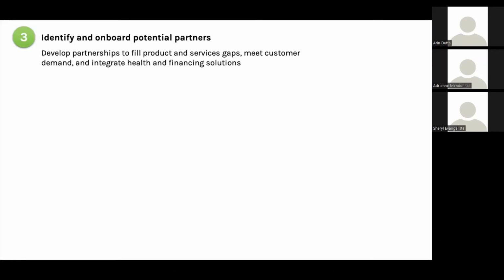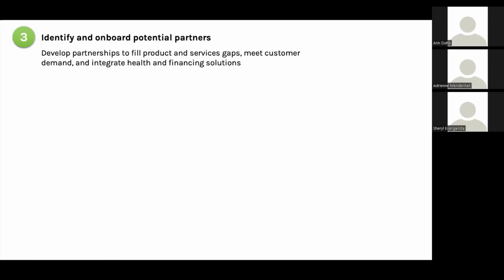So the third step in creating a DFS for Health project is to identify and onboard your potential partners. And so to do this, when you have your solution and you've looked at the solution that you want to build, look at what are those product and service gaps.